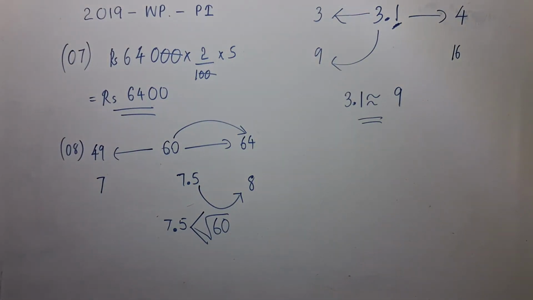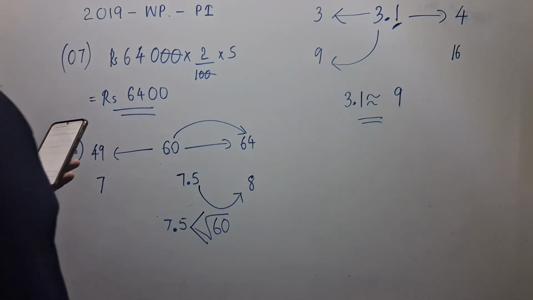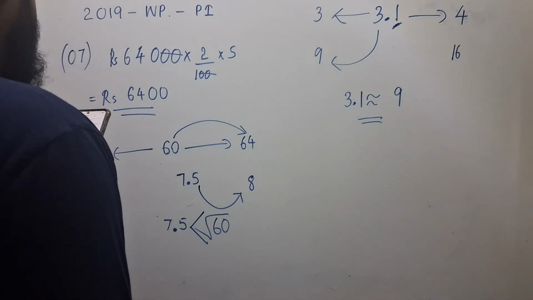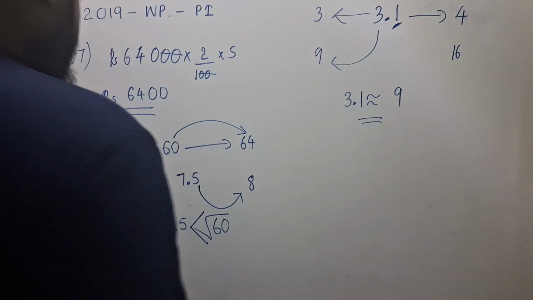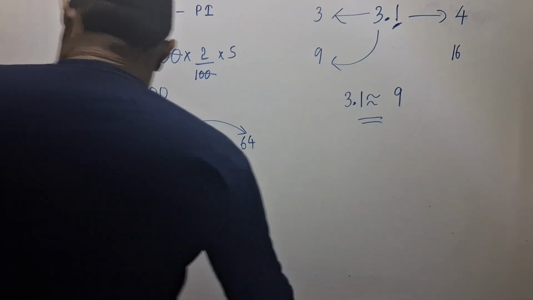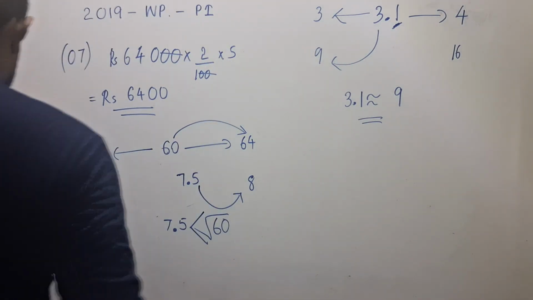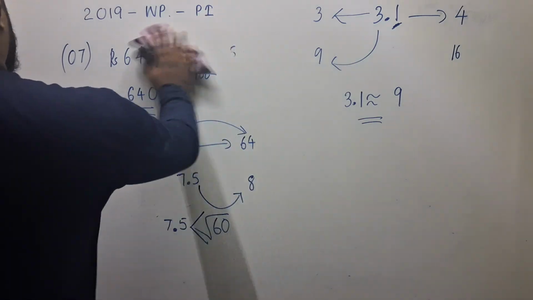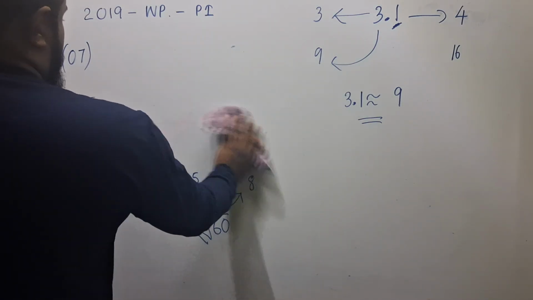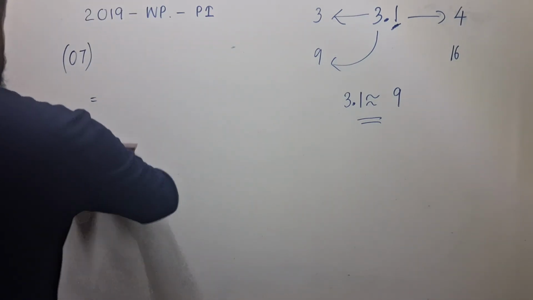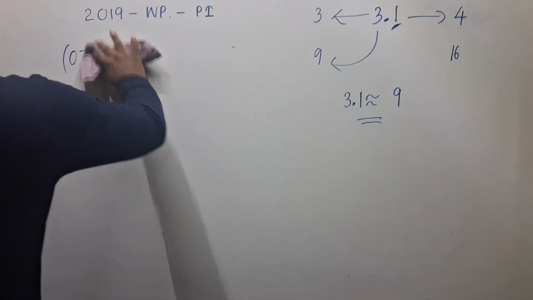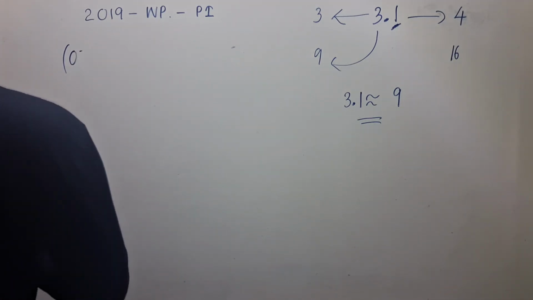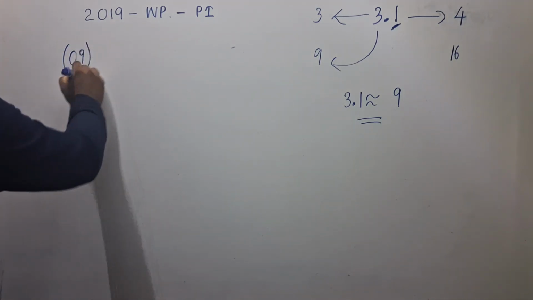Next question. Find the volume of a right circular cylinder with radius 7 and height 20. Volume. What is volume? Area into height.